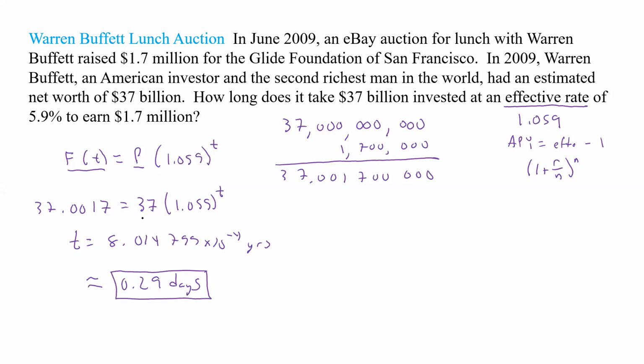And again, we could have taken and divided first by 37, and then taken the ln of both sides, and then divided after that by 1.059, and we would have got our t, or we could do it like we just did it in our calculator, and we got the 0.29 directly. Okay. All right, so that's all I have for this section.